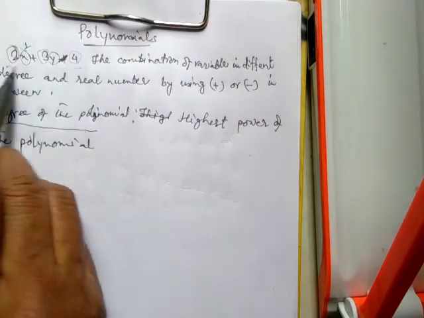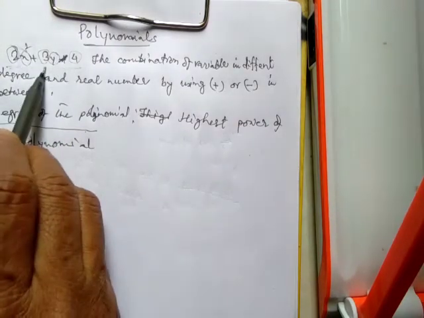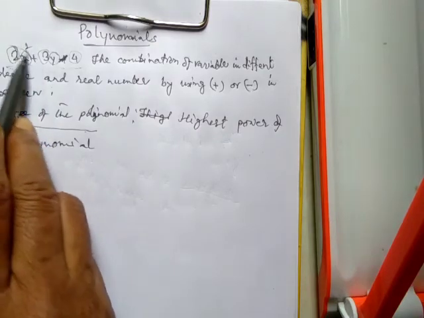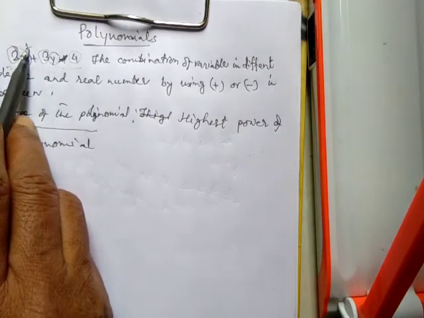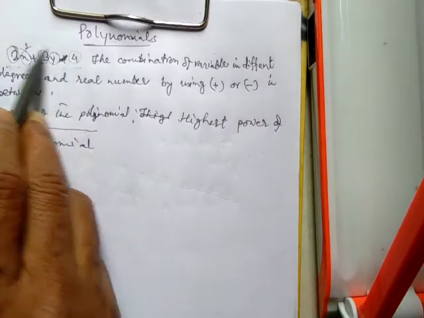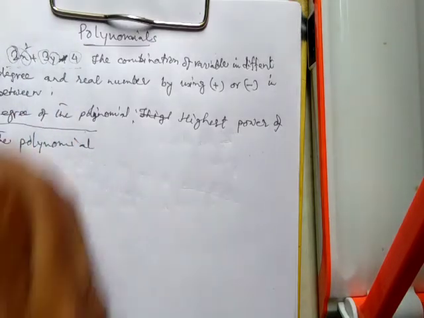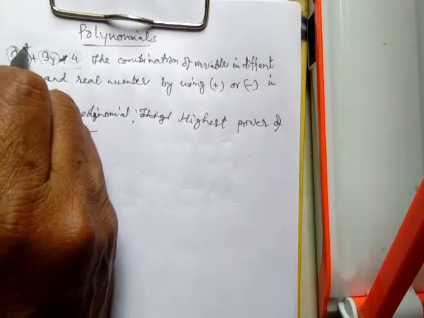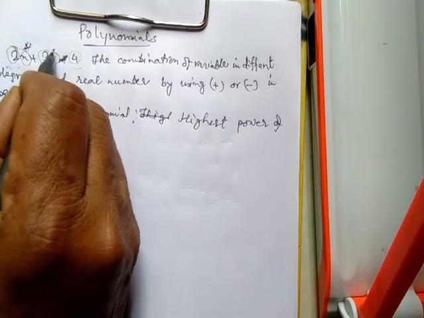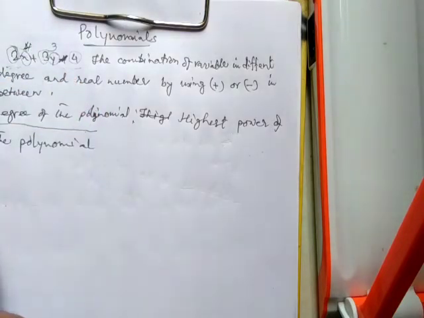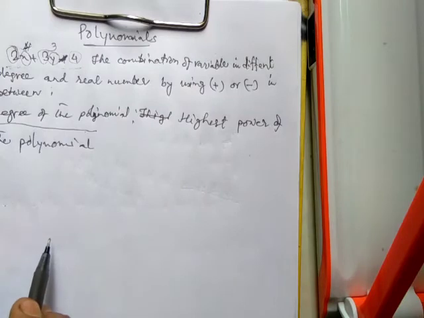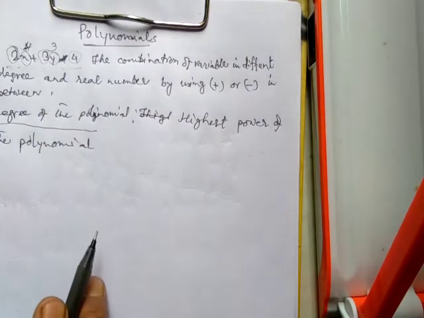Here see, suppose there is a polynomial I told you already. Then what is the degree of this? 2. So the highest degree of the polynomial is 2. Suppose this is 4 and this is 3. The highest power of the polynomial is how much? That is 4. Degree of the polynomial is 4.